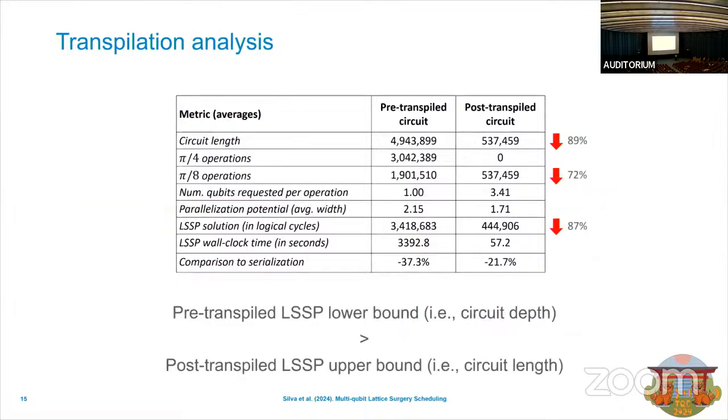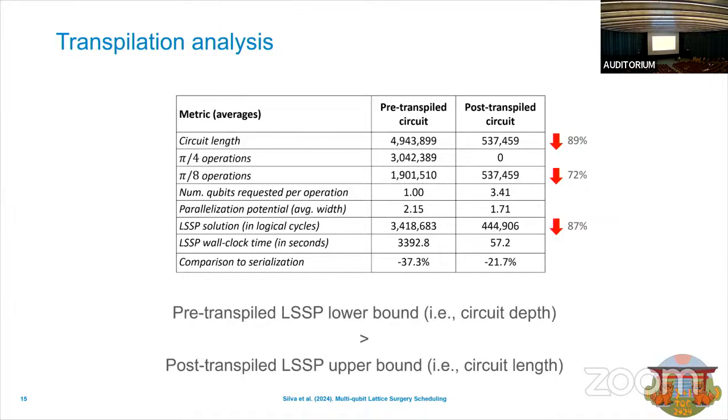So we investigated this affirmation by running our greedy algorithm for circuits before and after transpilation and comparing the solutions obtained for the scheduling problem. And the results are summarized here. So let me briefly go over them. The first one that you see, the circuit length, refers to the number of operations in the circuit. You can see that on average, we had 5 million operations before transpilation, and we end up with 500,000 approximately, which means an 89% reduction on average. Circuit length is composed of pi4s and pi8s. I'm ignoring the measurements for now.